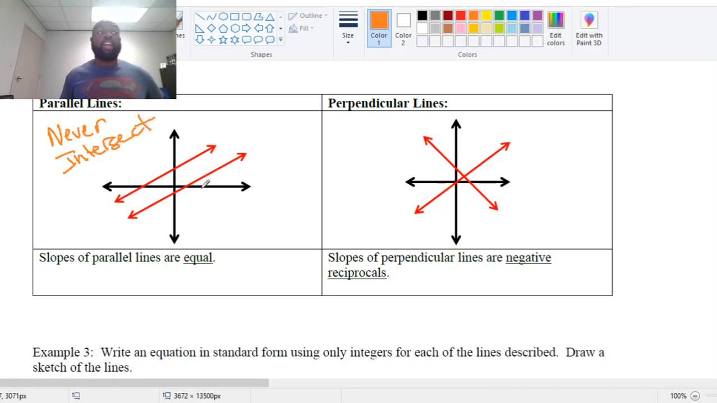And so if they never intersect, that means they have to maintain the same slope. So the slope of all parallel lines are equal, all right? Two lines parallel and their slopes are equal.